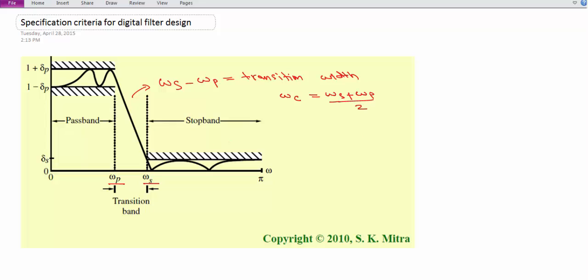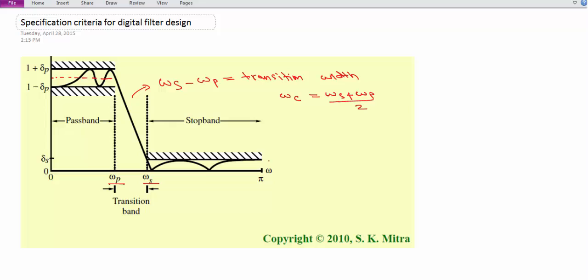So you will define, even though there is no notion of cutoff now, because it's a transition, it's not a sharp thing, you can define the cutoff to be the average of the two numbers. Okay? And the idea is that before omega P, it has to be within this region, and after omega S, it has to stay low enough. That's the definition of omega S, omega P.